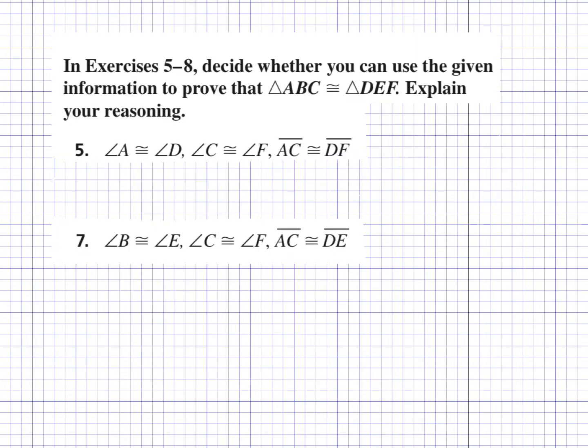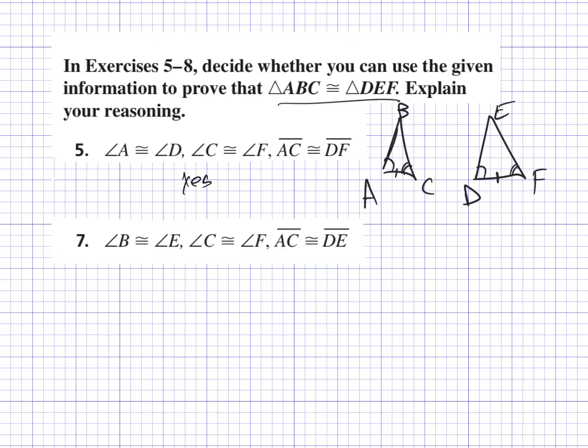All right. Decide whether you can use the given information to prove that the two triangles are congruent. All right. So let's just draw two generic triangles and label them A, B, C, and make sure we label them in the right order, D, E, F. We don't know if they're obtuse or right. Let's just use these to figure it out. Angle A and angle D are congruent. Okay. Angle C and angle F. All right. And AC is congruent to DF. Okay, so I'd say yes by the angle, side, angle formula.